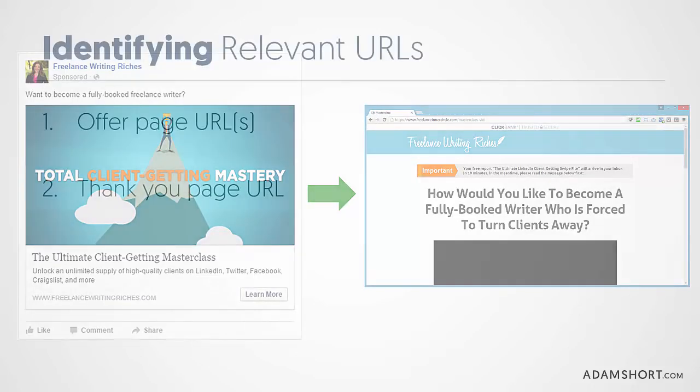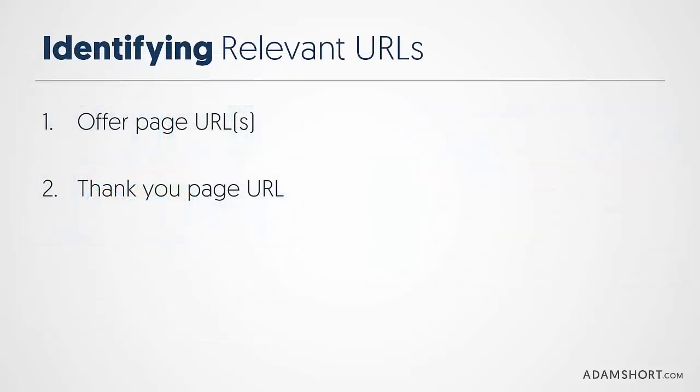Moving on now, once you've selected your objective for your retargeting campaign and you've mapped out your ad, the third and final step is to identify the relevant URLs. So when it comes to your retargeting campaign, there's two types of URLs that you need to pay attention to. Number one is called your offer page URL, or this could be even several different URLs if you have an offer on different URLs on your site. And number two is your thank you page URL. So you need to jot these down.